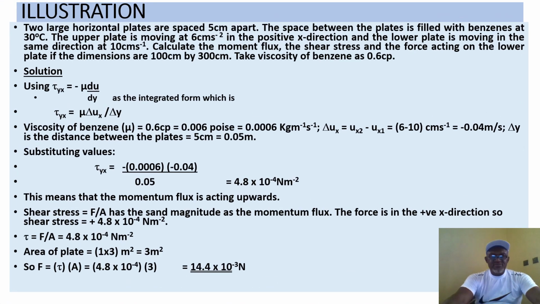We have an illustration. 2 large horizontal plates are spaced 5 cm apart. The space between the plates is filled with benzene at 30 degrees C. The upper plate is moving in one direction, and the lower plate is also moving in the same direction. Calculate the momentum flux and all that. Just take your time and look at this. We have made this equation, which is the same as this. We substitute, and then for force per area, we can now get the area, or we can also get the force since we are given the area.